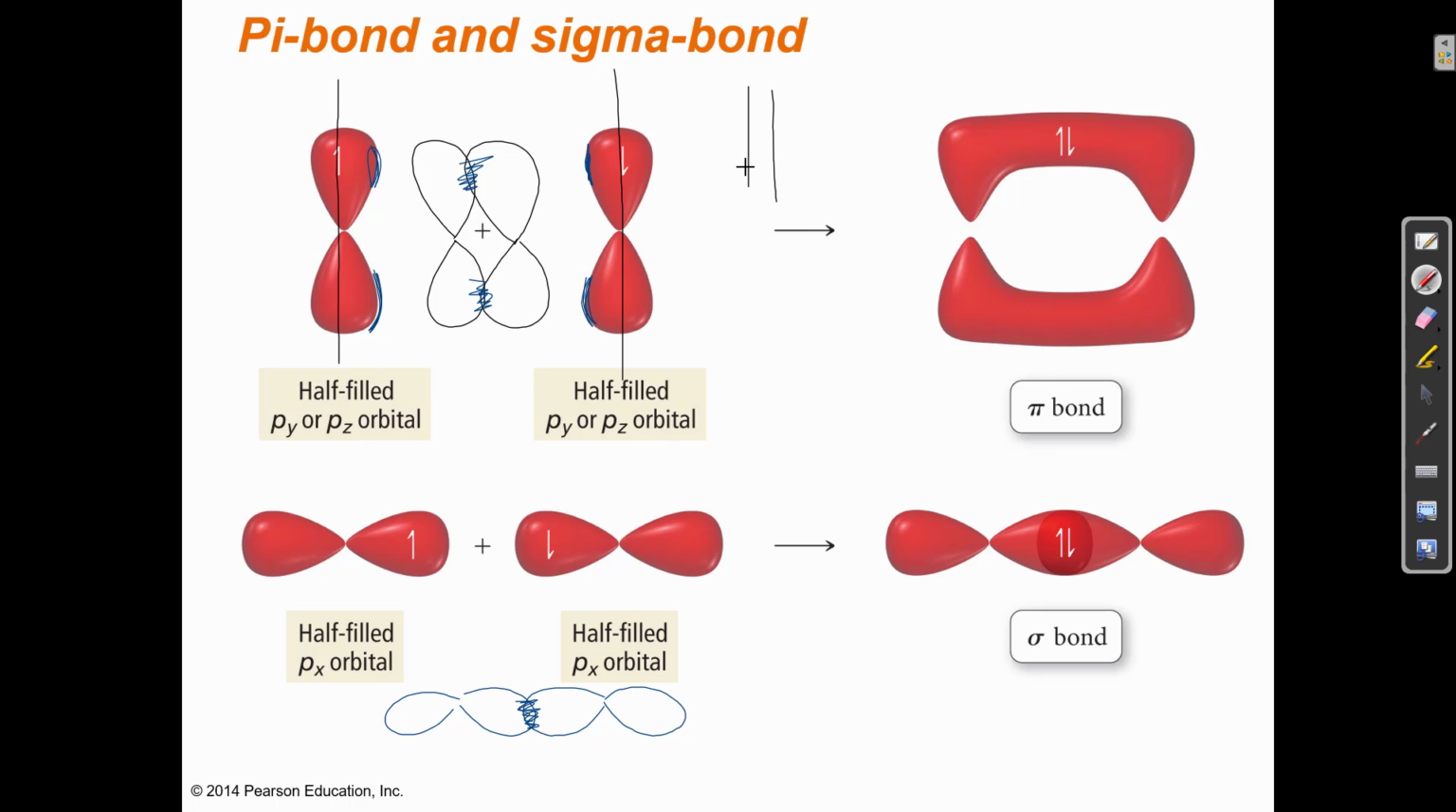So a pi bond is where the two orbitals meet edge on, and a sigma bond is where the two orbitals meet head on.